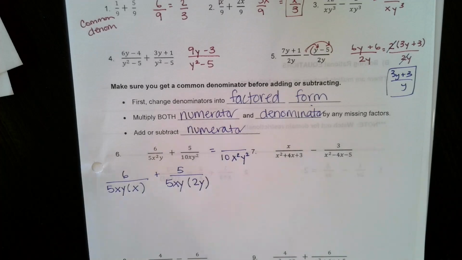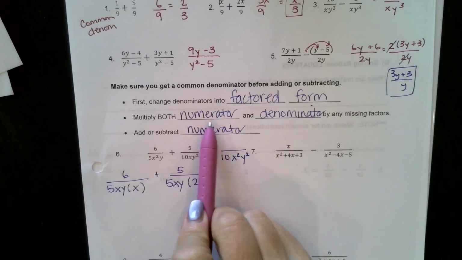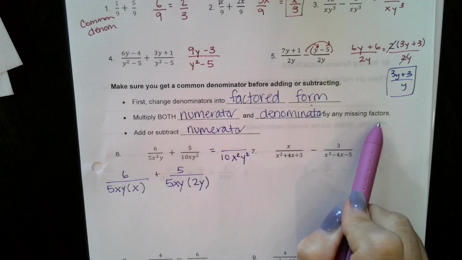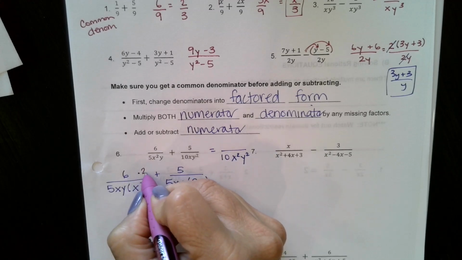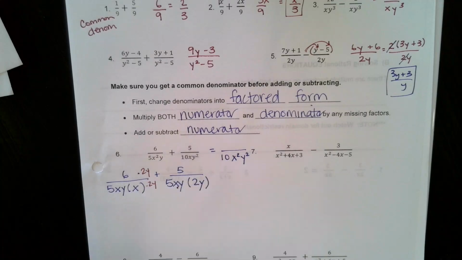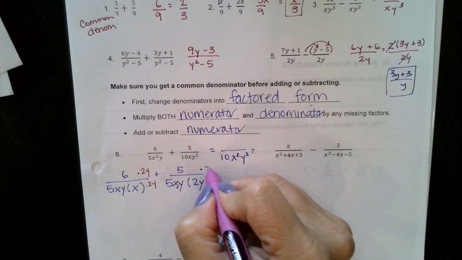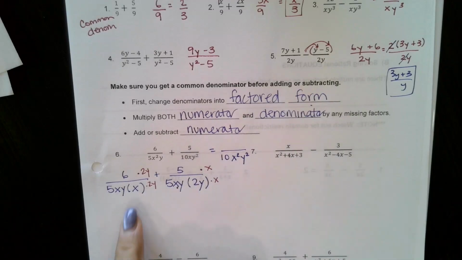Okay, so why did I do this? Because I need to see what I have to do for the second step: multiply the numerator and denominator by any missing factors. Well, this factor and this factor are the same. But what's missing over here is a 2y. So I multiply this guy, top and bottom, by 2y. And I'm going to multiply this guy by just x, because that's what's missing from over here.